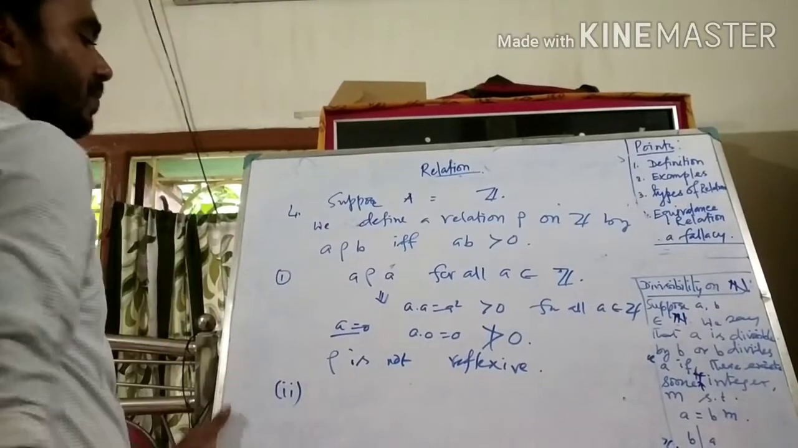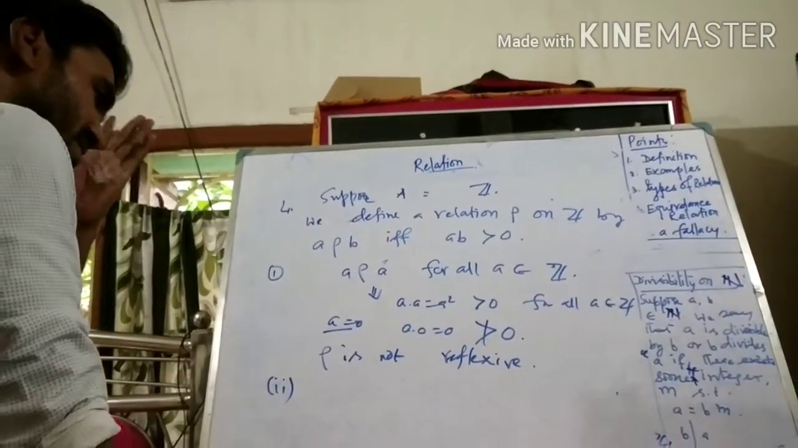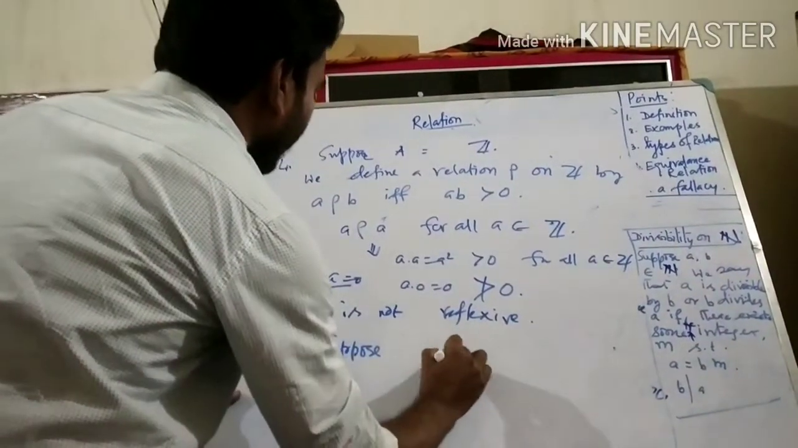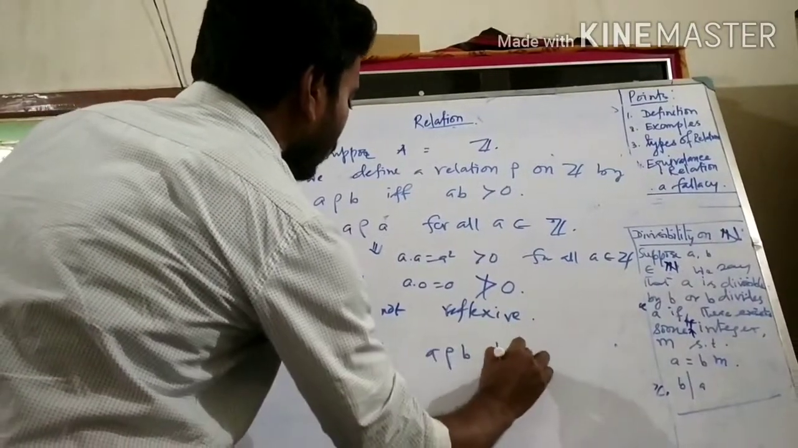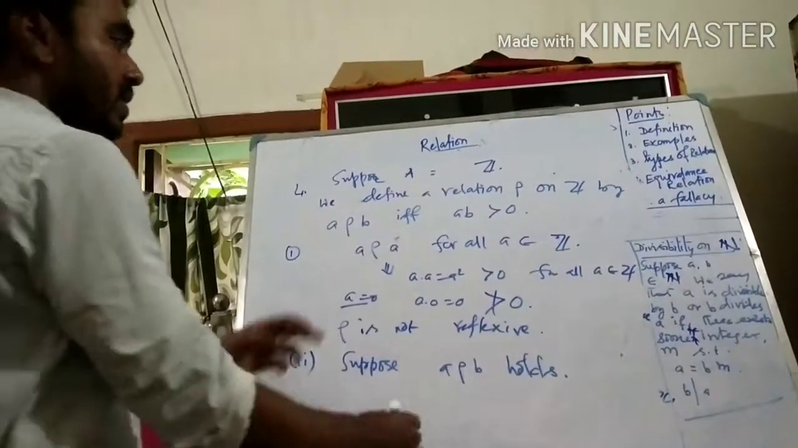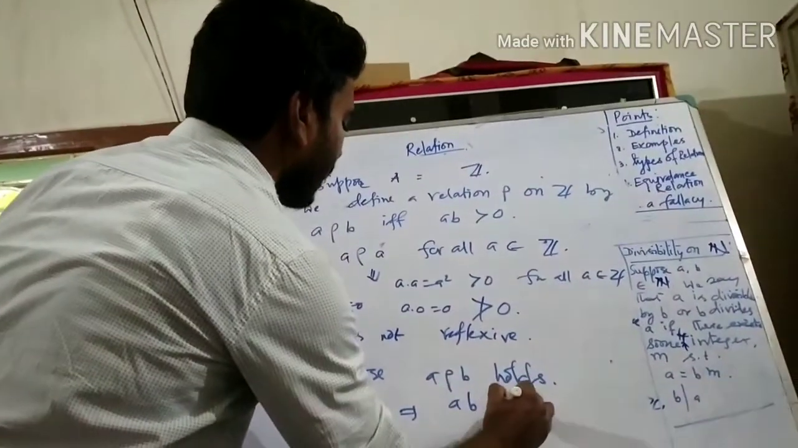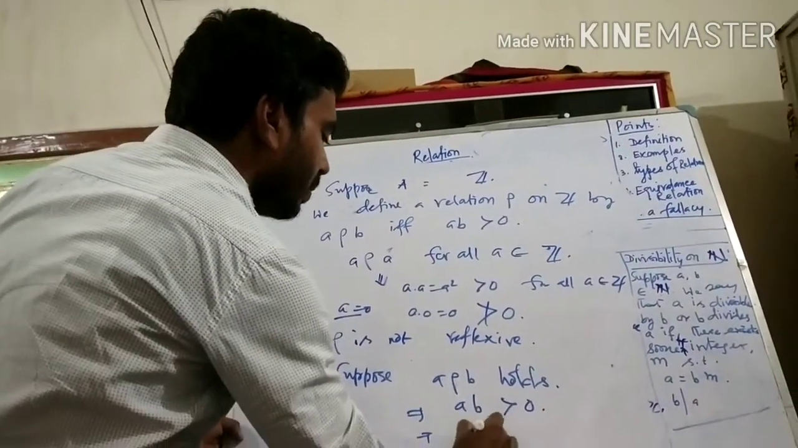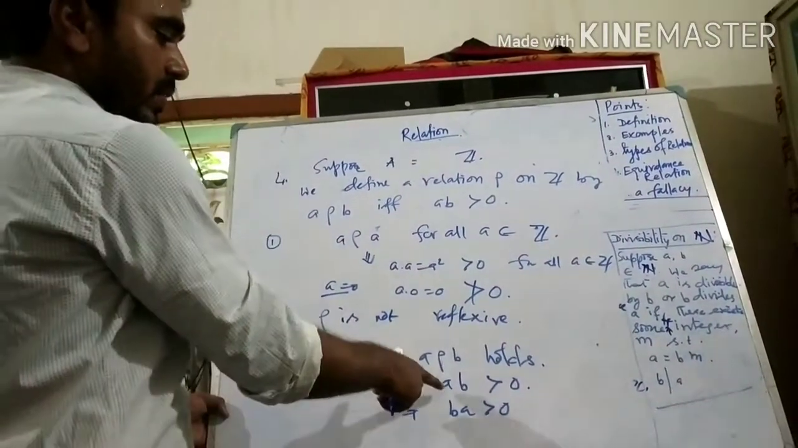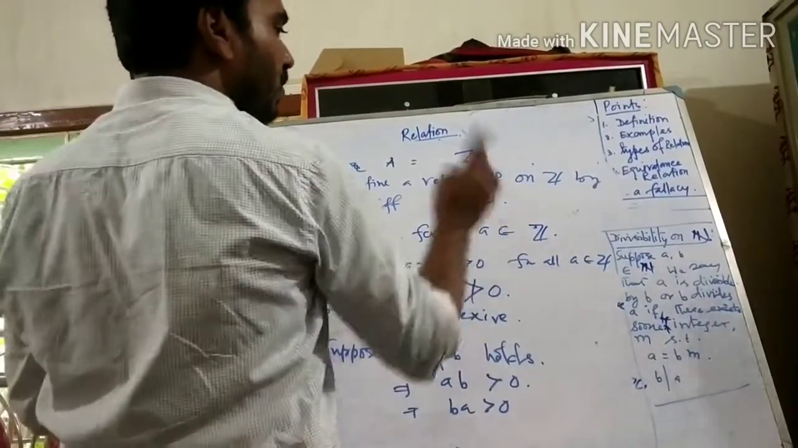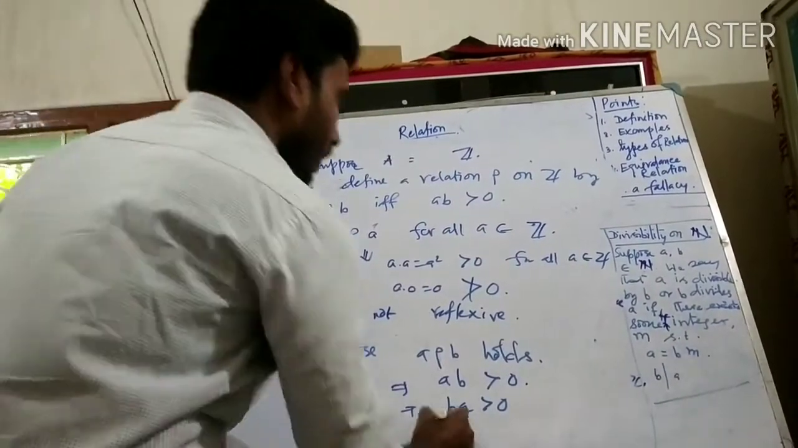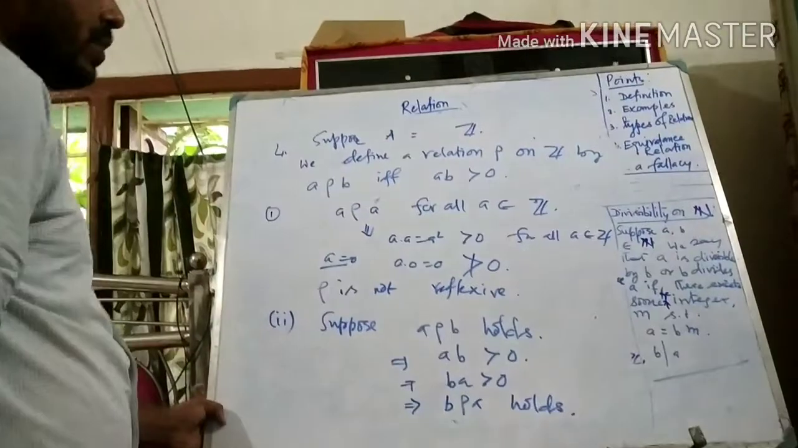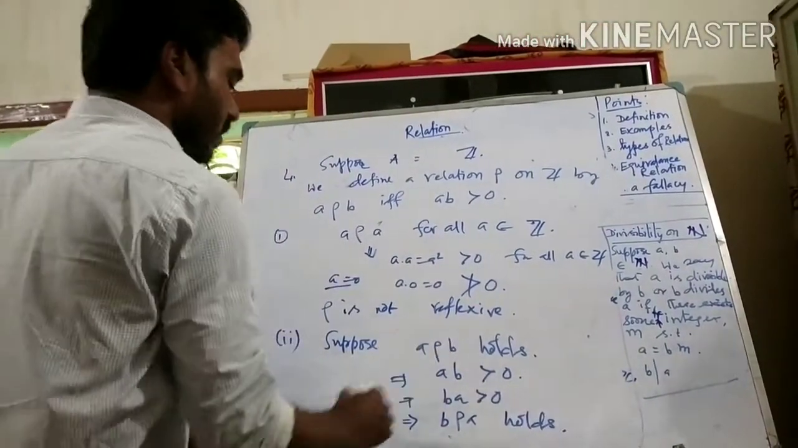Number 2. Symmetric. So for that, suppose A rho B holds. That means from this definition, the product of A and B is strictly greater than 0. Now the product of AB greater than 0 means the product of BA is also greater than 0, since multiplication is commutative on the set of all integers. So this implies B rho A holds. So B rho A also holds. So rho is symmetric.